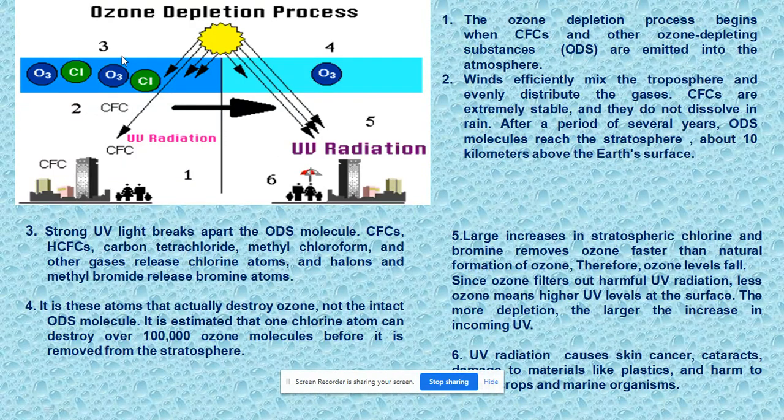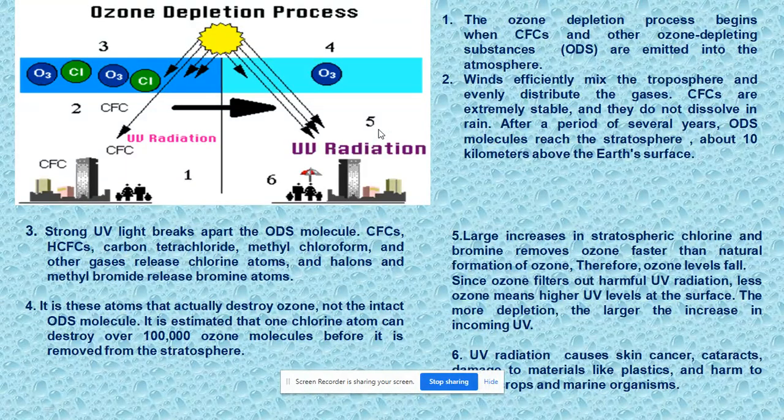Strong UV light breaks apart the ODS molecules. CFCs, HCFCs, carbon tetrachloride, methyl chloroform, and other gases release chlorine atoms, and halogens and methyl bromide release bromine atoms. It is these atoms that actually destroy ozone, not the intact ozone depleting substance molecules. It is estimated that one chlorine atom can destroy over 1 lakh ozone molecules before it is removed from the stratosphere. The large increase in stratospheric chlorine and bromine removes ozone faster than the natural formation of ozone.